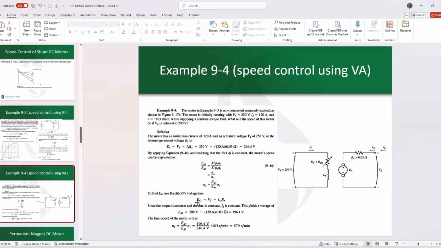And now in the second condition of the problem, when we are reducing the armature voltage from 250 to 200 volts, we can find the internal voltage EA under these conditions, which would be equal to 196.4. So in this problem, you don't need to use the curve. You already have the information associated with E in the second condition and E in the first condition. Using that, you would be able to find that the motor's speed in the second condition would be equal to 879 revolutions per minute.